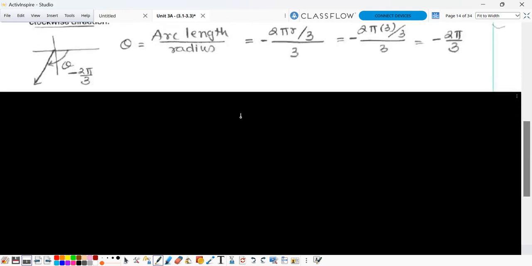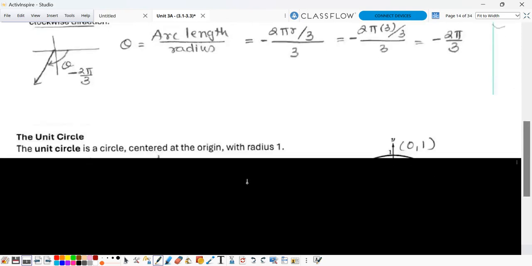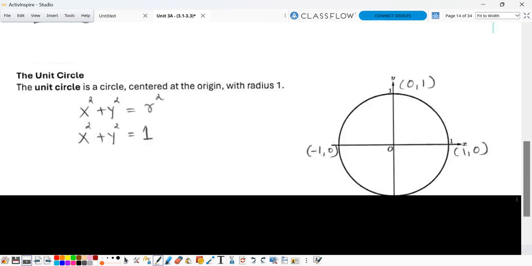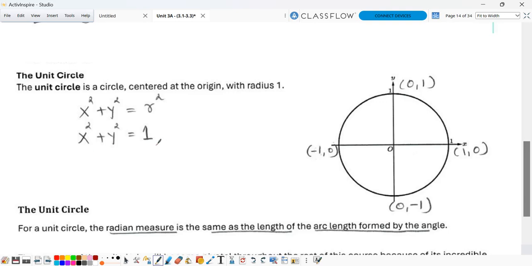Okay, so now what is a unit circle? A unit circle is a circle with a radius of 1. In trigonometry, you will always see the circle centered at the origin because we always measure the angle with the vertex at the origin. So the equation of the circle is x squared plus y squared equals r squared, and you can say that the radius is 1.